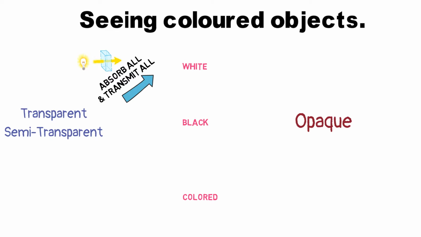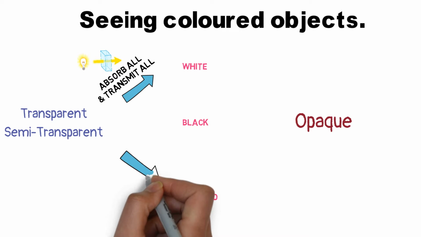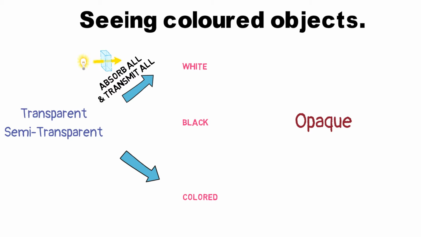If we have a colored transparent object, what will happen when the light falls on it? It will absorb all of the 7 spectrum colors, but it only transmits its own color. So if the object's color is yellow, for example, it absorbs all of the 7 spectrum colors and only transmits its own color, and in this case it's the yellow.